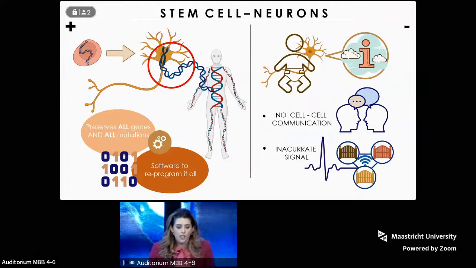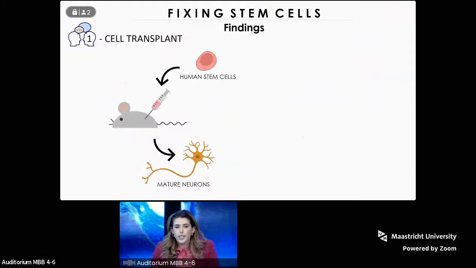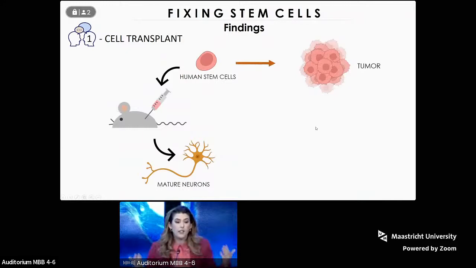So to try to solve these issues, the first thing I did was related to cell-to-cell communications. The idea was to inject human stem cells in a rat, and then hopefully, with the cellular context within an entire organism, we would get mature neurons. However, with that first try, what I obtained was a tumor, because stem cells, if you don't tell them to become a neuron, just spontaneously divide and divide and divide, and that leads to tumors. So I wasn't able to obtain mature neurons.